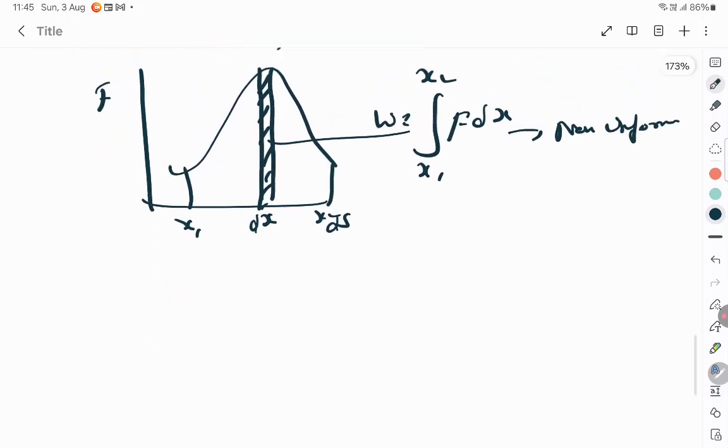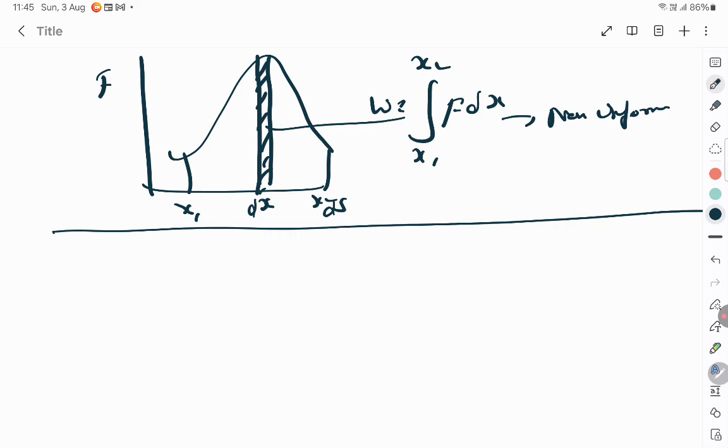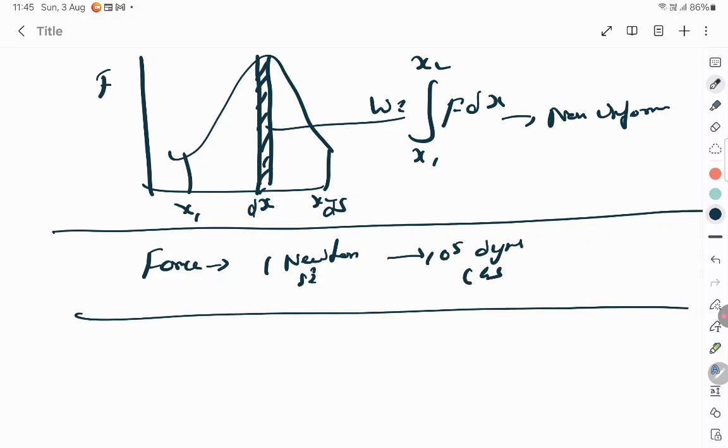So let's go to the next thing I want to teach you. Thus you find the area under this graph, and you get the work done. Another thing is force. The SI unit of force is Newton, and 1 Newton is 10 to the power 5 dyne. This is the CGS unit, and this is the SI unit, which you already know.